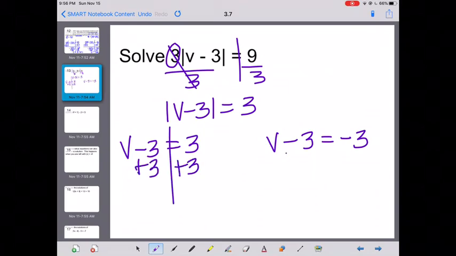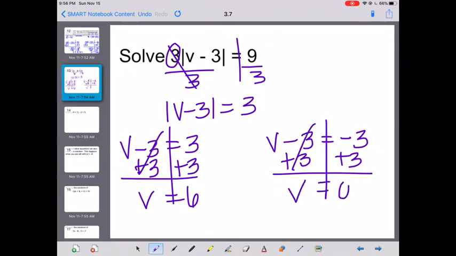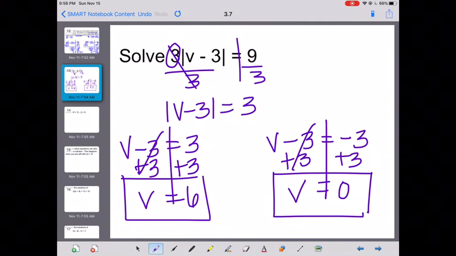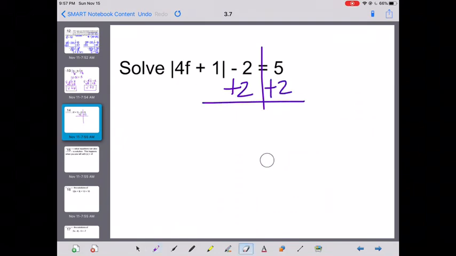First one being v minus 3 equals 3. Second one being v minus 3 equals negative 3. So I'm going to add 3. I'm going to find out that v is equal to both 6 and 0 in this case. Here's another good place for you to pause it. Try it on your own. Come back and follow my steps.